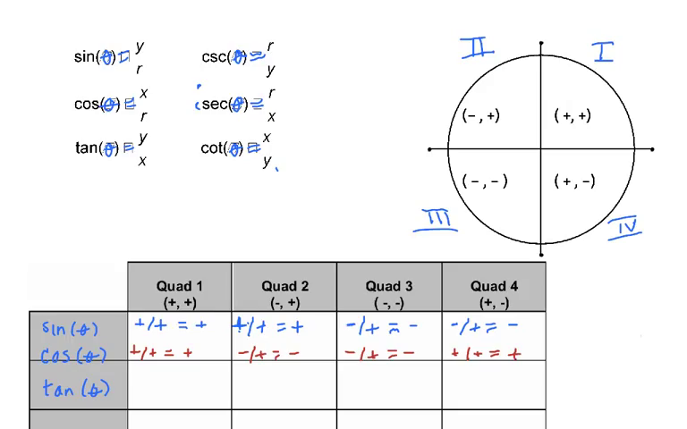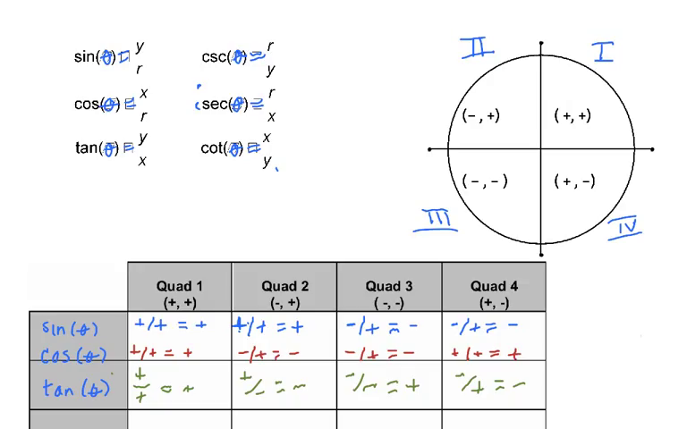And then our last function is our tangent. Tangent is y over x. So in quadrant 1, that gives me positive y over positive x, which is an overall positive value. In quadrant 2, I have positive y over negative x, which is an overall negative. In quadrant 3, I have negative over negative. Double negative gives me a positive. And in quadrant 4, I have negative over positive for y over x. That gives me an overall quantity of negative.